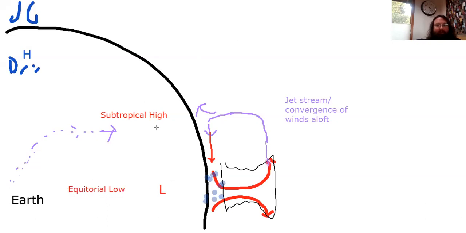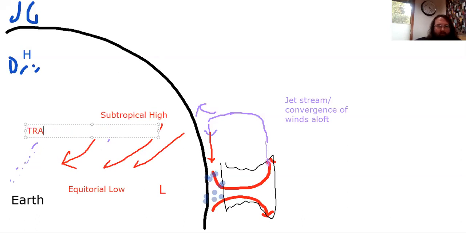We'll get to more details on that in a bit, but for now, we're just going to draw some arrows from the subtropical high, and they're going to get deflected by the Coriolis force and friction. And you're going to get these winds going from the subtropical high to the equatorial low, known as the trade winds.